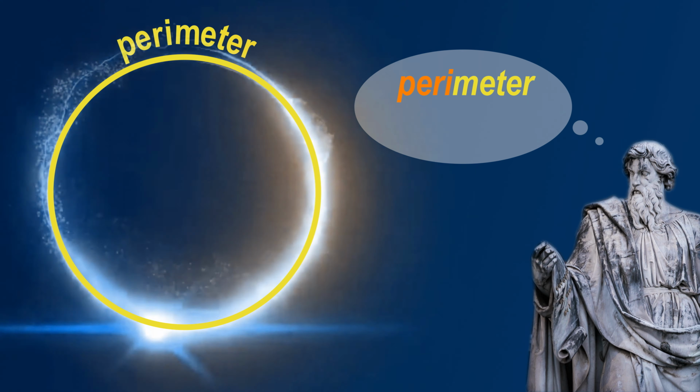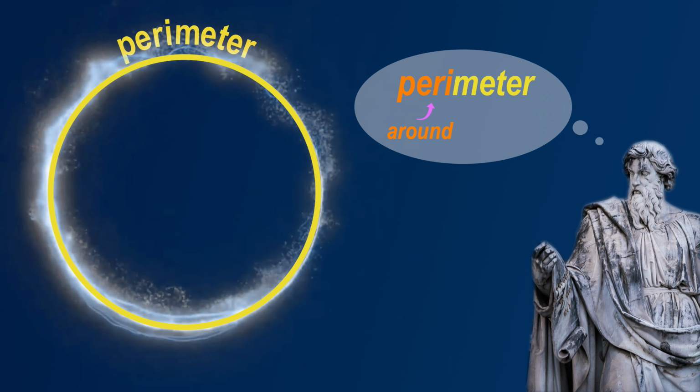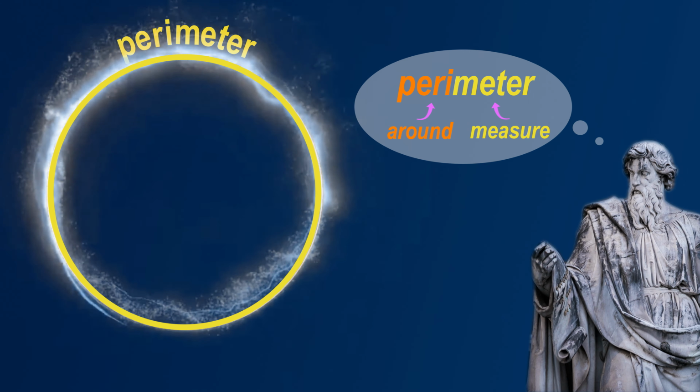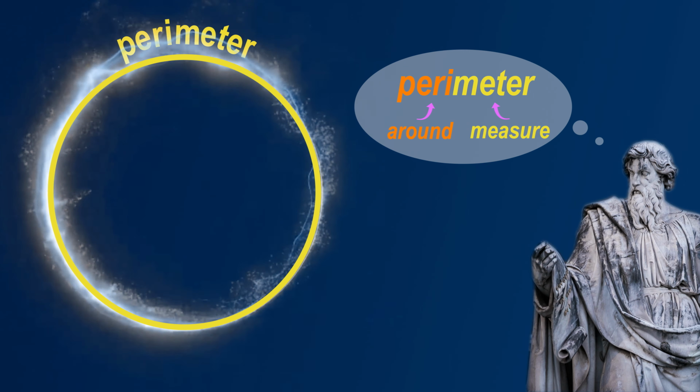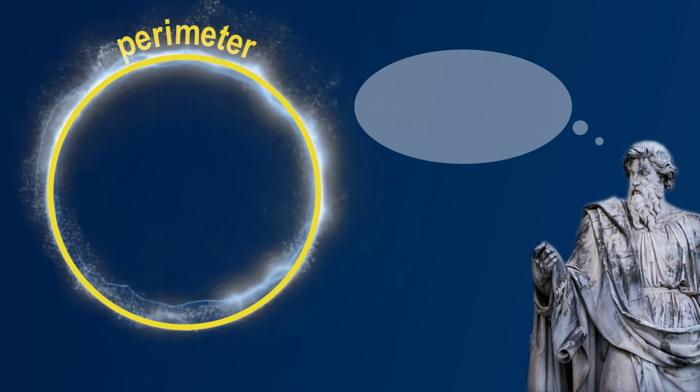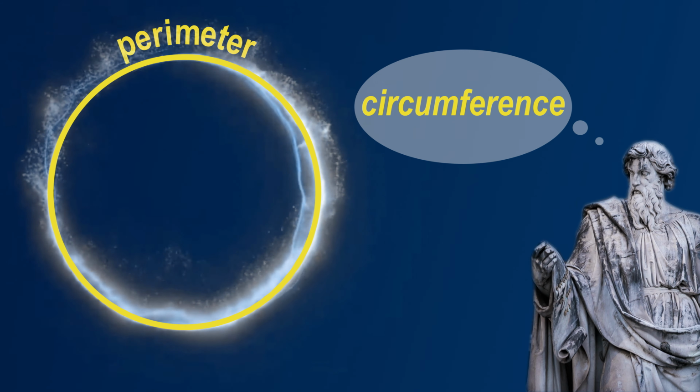Perimeter is a Greek word. Peri means around and meter means measure. So the perimeter is the distance around a shape. The perimeter is also called the circumference.